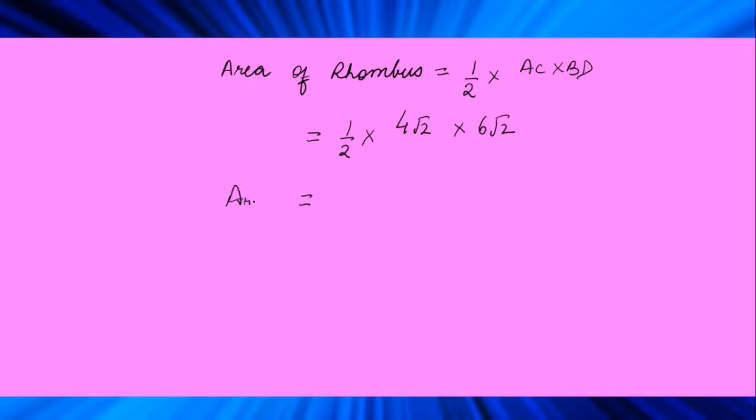Area of rhombus is half into AC into BD, equals half into AC, which is how much? 4 root 2, and BD is your 6 root 2. So to cancel this, it will be 6 twos are 12, 12 into 2 is 24. So the area is 24 square units. So in this way, you can do this question.